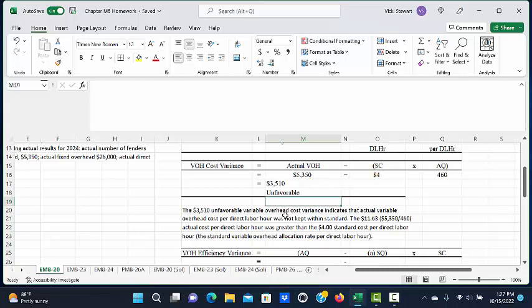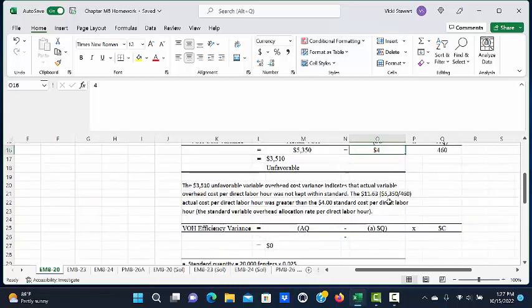So if we had actually calculated the overhead rate that was actually allocated, we would have taken the actual variable overhead and divided it by the actual quantity, and that would have been $11.63 per direct labor hour, which was certainly greater than the $4 standard cost that we used.